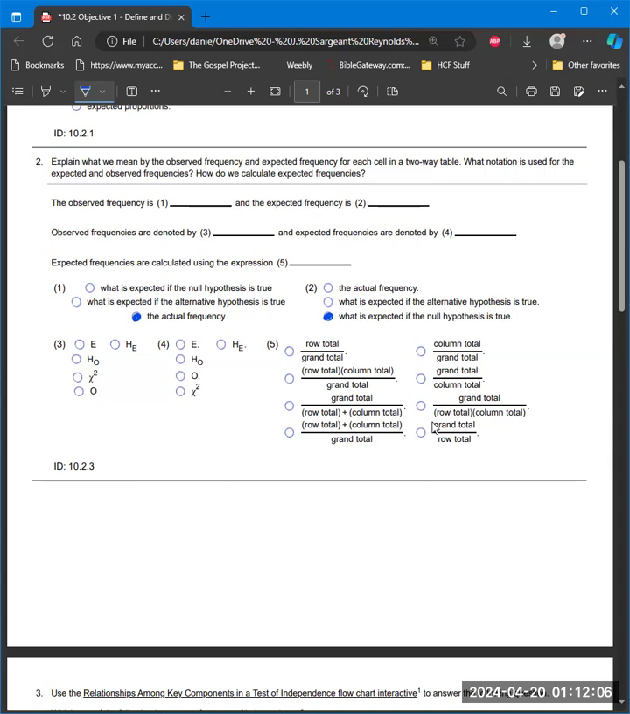Observed frequencies are denoted by O, and expected frequencies are denoted by E. Expected frequencies are calculated using the expression row total times column total over grand total.